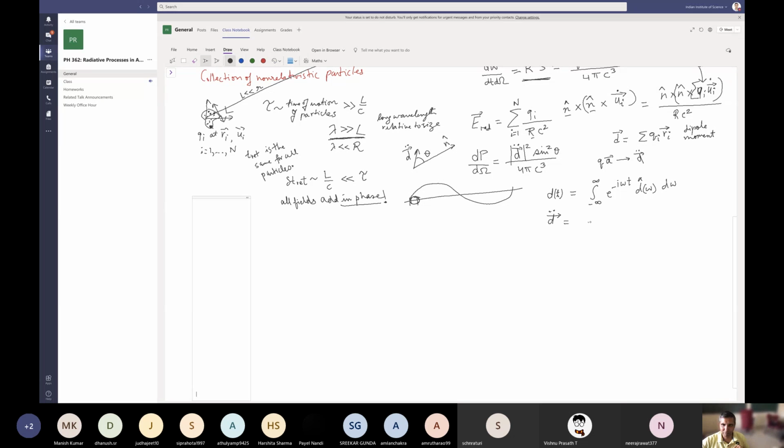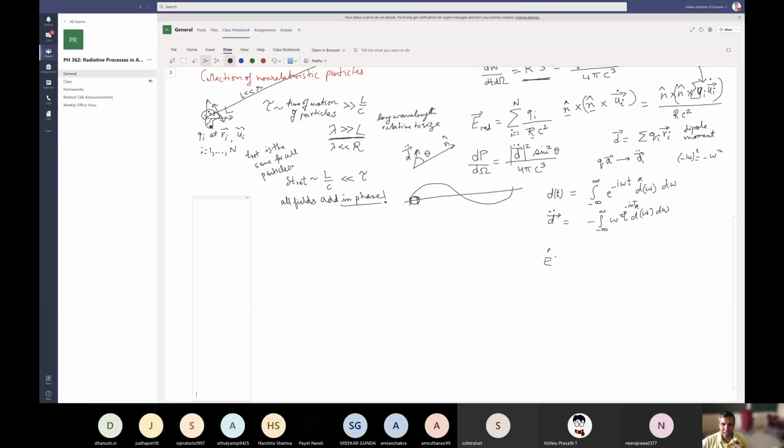So this is nothing but minus infinity to infinity. d dt just pulls out minus i omega, so minus i omega squared, right? This is equal to minus omega squared, omega squared d hat omega d omega, and e to the minus i omega t, right? This is clear? I have just done a double derivative and that just pulls out minus omega squared. So this is your d double dot.